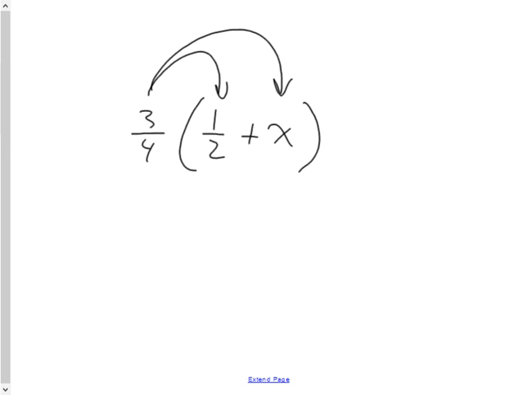So here we would have 3/4 multiplied by 1/2, because we can do that. Multiply your numerators to get 3, multiply your denominators to get 8. That would become a constant of 3/8.